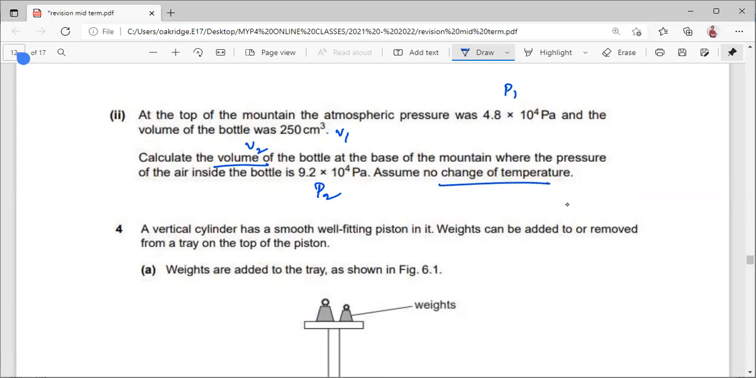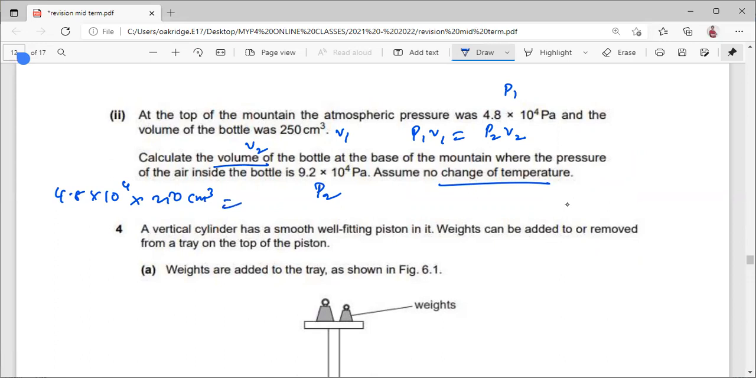Straightforward question. Only thing is words are being changed here and there. Which rule do you use? You will use P1V1 = P2V2, right? Boyle's law. Okay, so there's no change in temperature. So let me apply this rule here. 4.8 × 10^4 multiplied by V1. So I'll keep this as 250 cm³ only. I'm not going to change the unit.